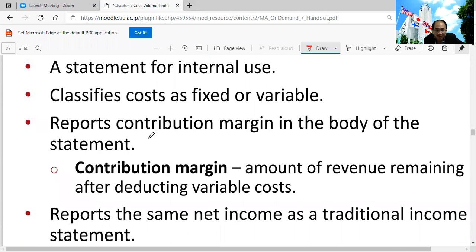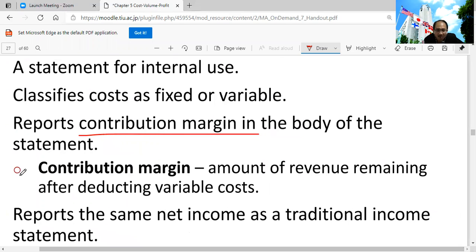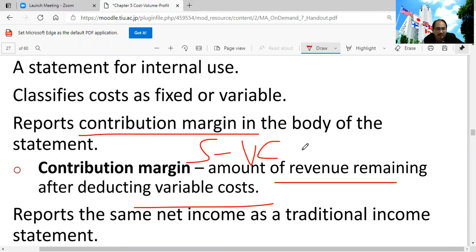So we need to report the contribution margin in the body of the statement. What is the contribution margin? Contribution margin refers to revenue minus variable cost. That's all. Sales minus variable cost gives the contribution margin per unit. For total contribution margin, of course, total sales minus total variable costs.